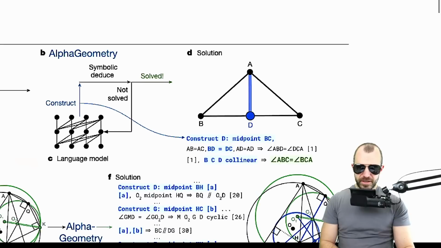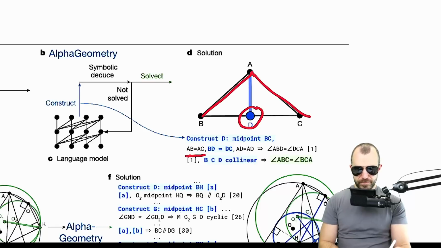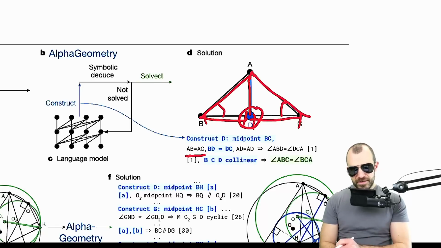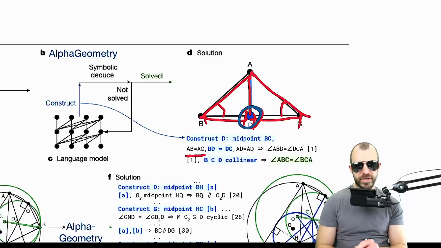The ultimate proof is going to look like this. We construct the midpoint here, and we observe that AB equals AC. So that's a premise. We observe that BD, so this distance right here, is equal to this distance right here. And obviously AD is AD, and therefore we have two similar triangles, and therefore these angles have to be the same. You'll notice that the proof of why the angles are the same included this construction of the midpoint right here, the midpoint D.